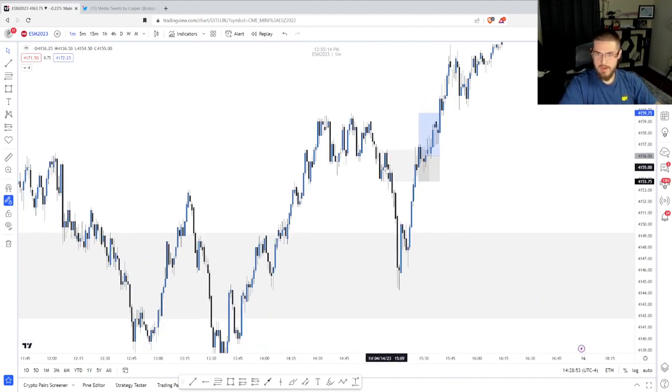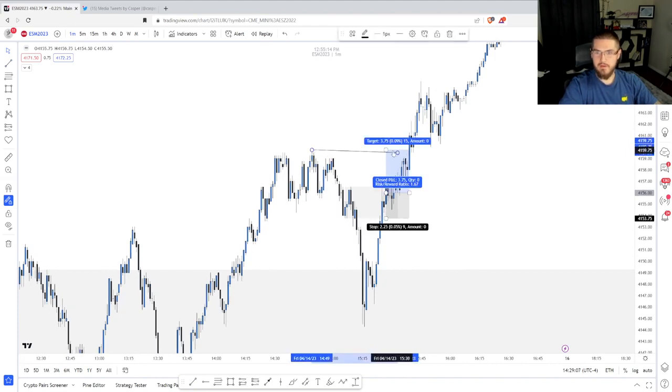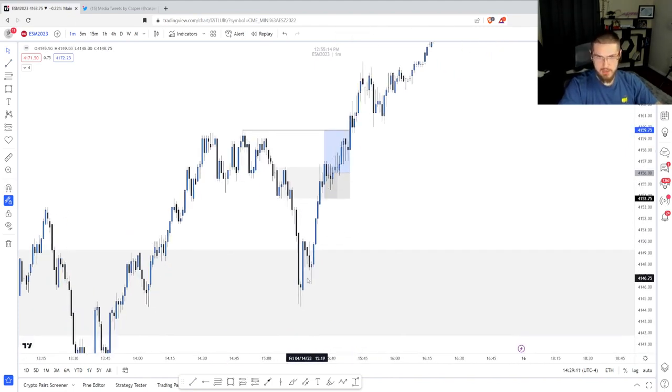So here it was late in the day. It was right around 3, almost 3:30. And I looked at this. Actually, I think Vanch, I showed you this. We were talking about something else in the DM, and I showed you this right here. But you can use displacement not only to get into trades, but to identify what the draw on liquidity is right now, right this second.